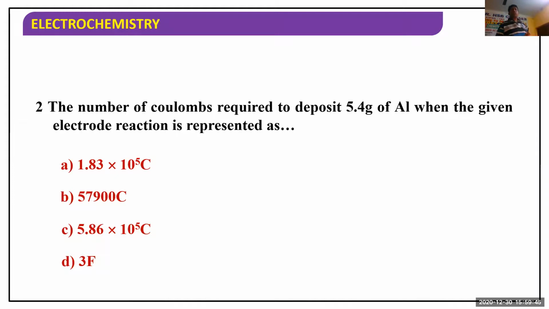And what will be the equivalent weight of aluminum? It is 9, that is, atomic weight is 27 and valence of aluminum is 3. So it requires 96500 coulomb to deposit 9 gram of aluminum. So 9 gram aluminum is deposited by 96500 coulomb.